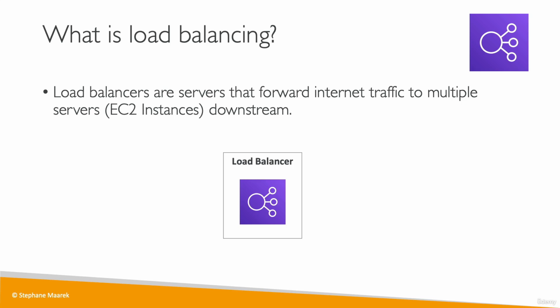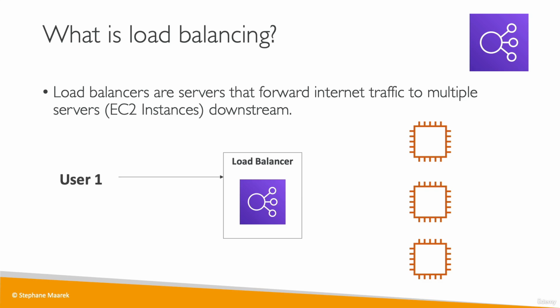So we have a load balancer, and this is what we will be publicly exposing for our users. And behind that load balancer, we will have multiple EC2 instances, maybe 3 in that case. And then we have our first user talking to our load balancer, okay? The load balancer will be directing the traffic to one of these EC2 instances, and the EC2 instance will reply back with something, and the user will get the response.